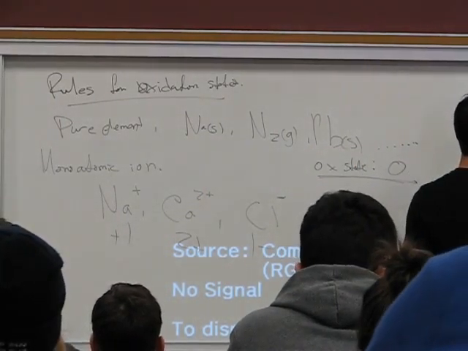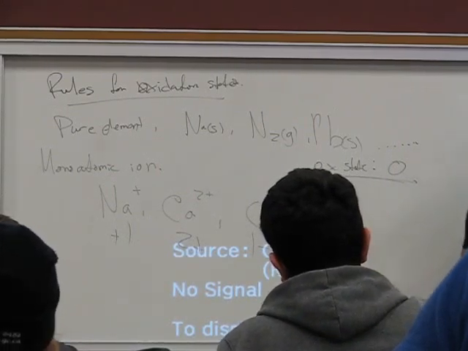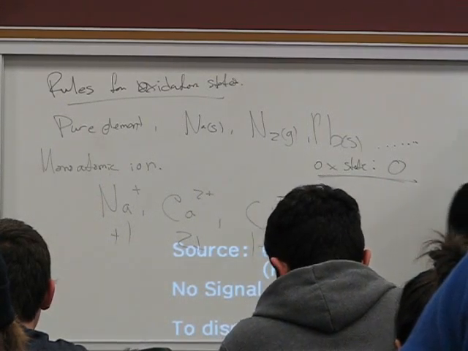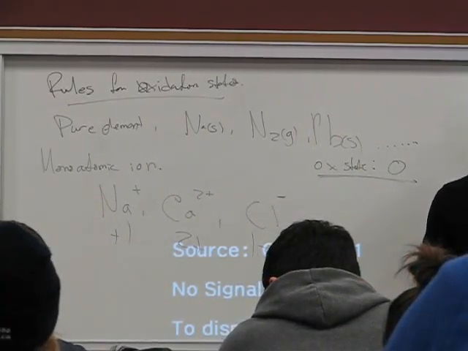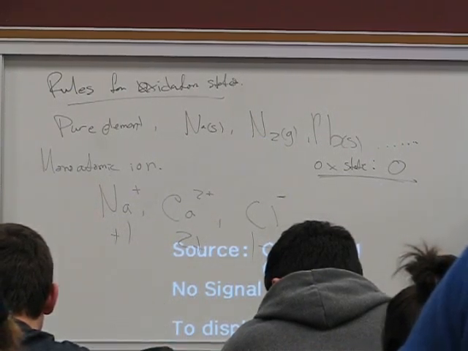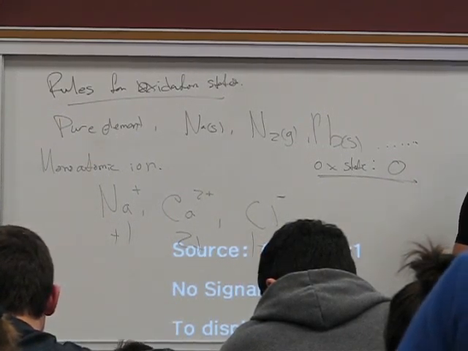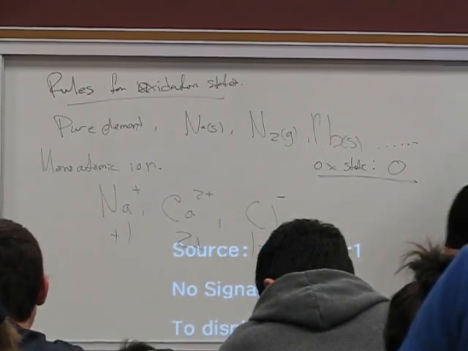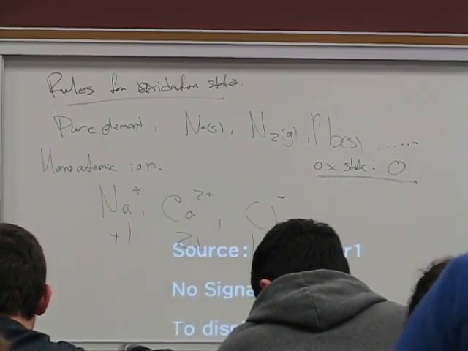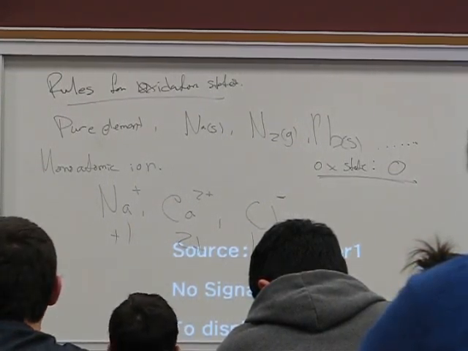Oxygen, always -2 in this class. Hydrogen, always +1. And fluorine, always -1. Now, again, this all ties into balancing those oxidation reduction reactions. So this will be the first step when you're asked to balance them.